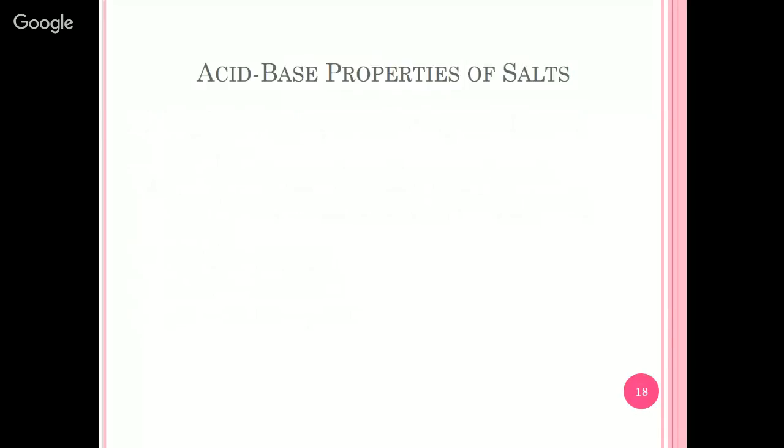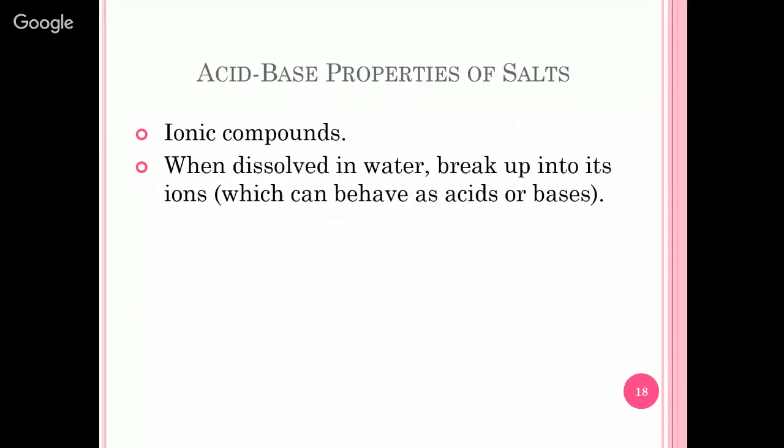Acid-base properties of salts. A salt is an ionic compound. Generally, those are the compounds that are formed from an acid-base reaction. By definition, a neutralization reaction produces water and salt. Ionic compounds means that we have something positively charged and something negatively charged. So when these salts are put into water, they break up into ions, which can behave as acids or bases, or neither.